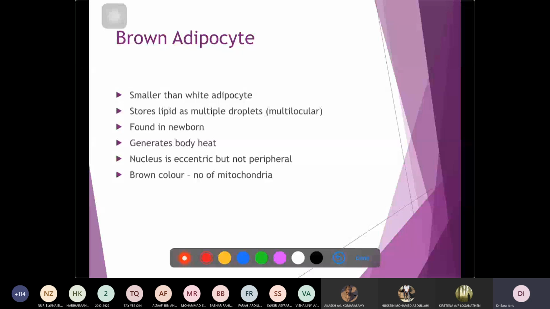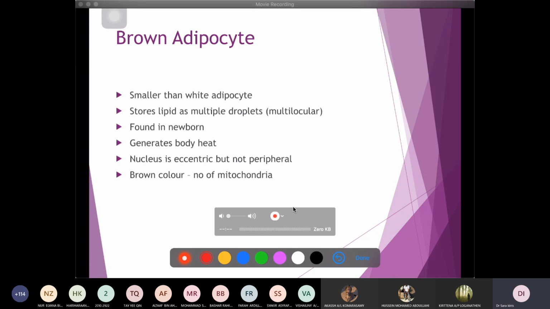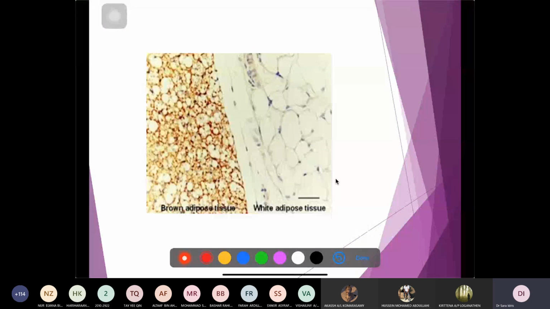Okay? And a lot of brown adipocytes are found in newborns, so in babies, in infants, in neonates, they have a lot of brown adipocytes. Because these brown adipocytes help to generate more body heat. Okay, and the nucleus for adipocytes is eccentric. That means it's pushed to the side. And brown adipocytes are brown in color because of the number of mitochondria that you have.